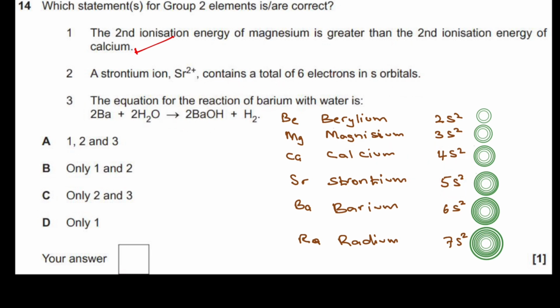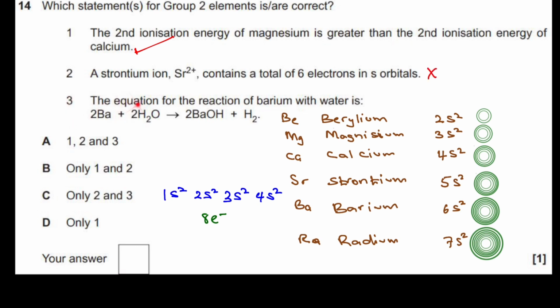So the rest of the orbitals for strontium will be 1s2, 2s2, 3s2, 4s2. If we count the total number of electrons there, that would be 8 electrons, because 2 plus 2 plus 2 plus 2 is 8, rather than 6 electrons. So that is not correct.